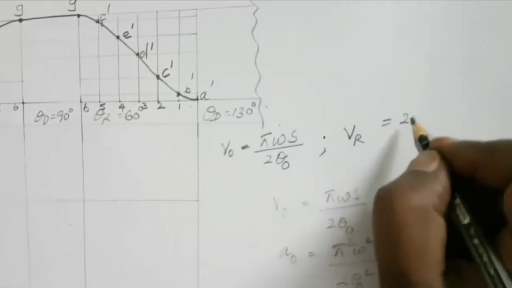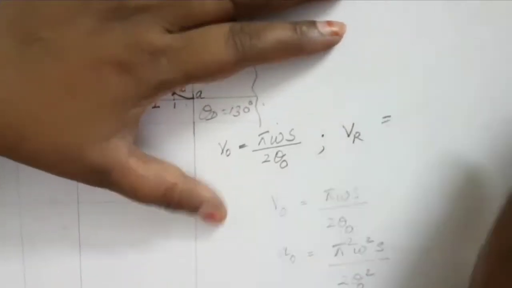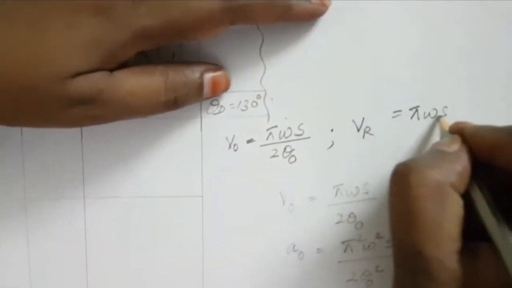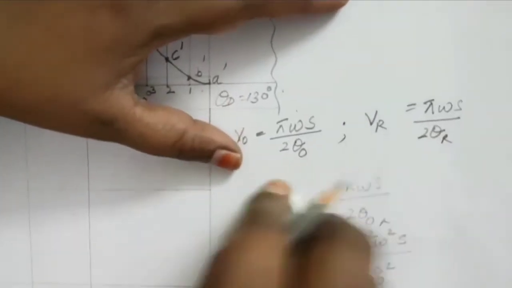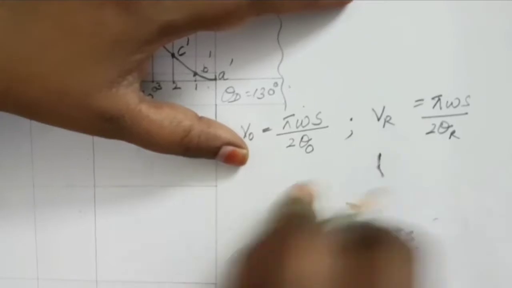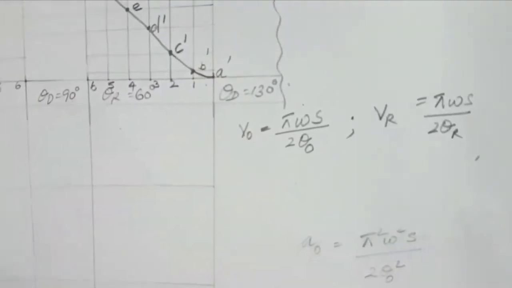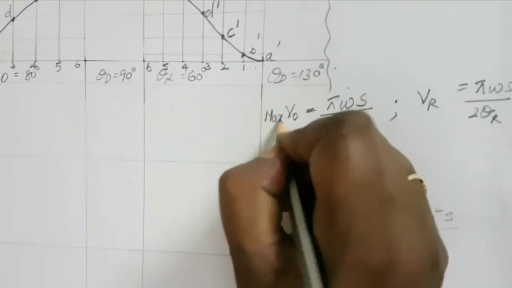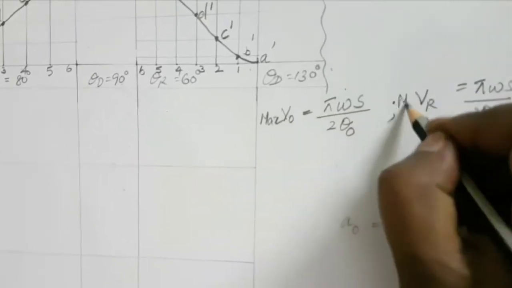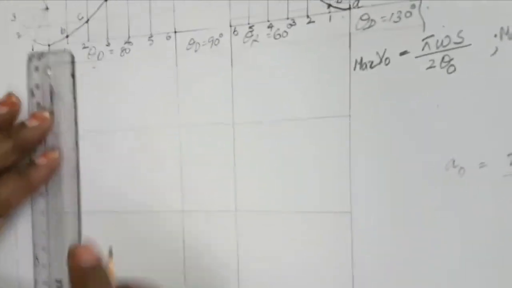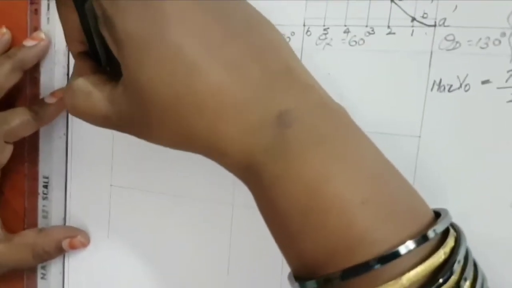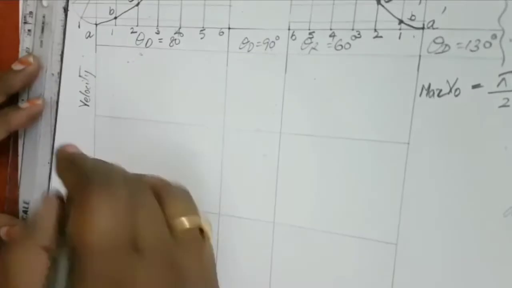VR equal to pi omega S divided by 2 theta R. So with the help of these two formulas, you need to calculate this particular velocity, that is maximum velocity at outstroke and maximum velocity at return stroke. So after getting this, you'll get that maximum velocity always in the middle point of this. So take some suitable scale, and this is your velocity diagram below that itself.